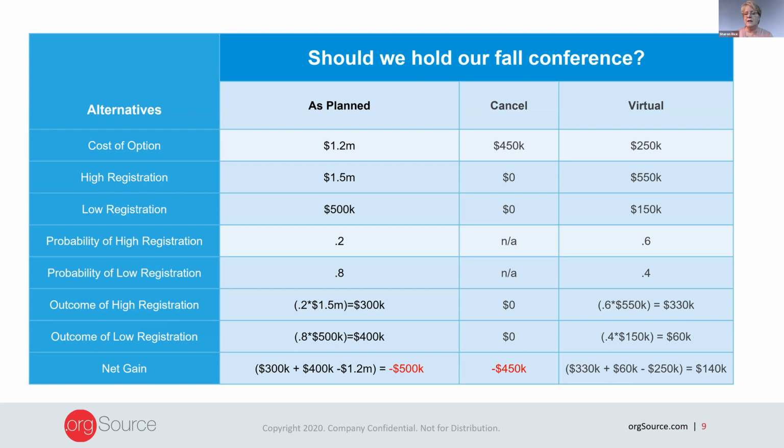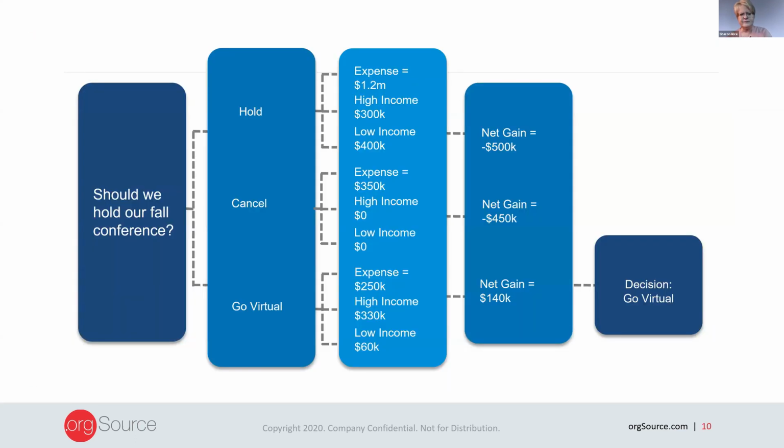But again, if I hadn't made that mistake in my calculations, I would look at this and say, should we hold the conference? And here I went ahead and looked at each of the three options, looked at the expense, the income, the high and the low income, the net gain, and then the decision was to go virtual on this. And if we added 300,000 back into this, what we would see is that canceling the meeting and holding the meeting virtually at this point would probably net out about the same.